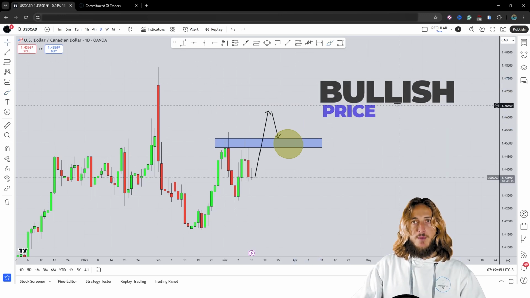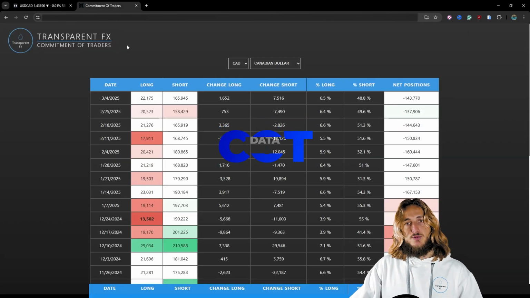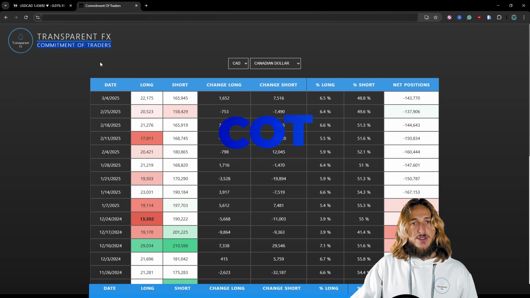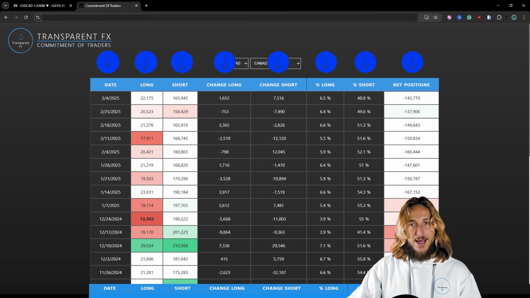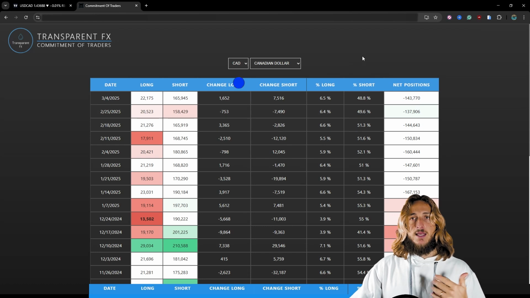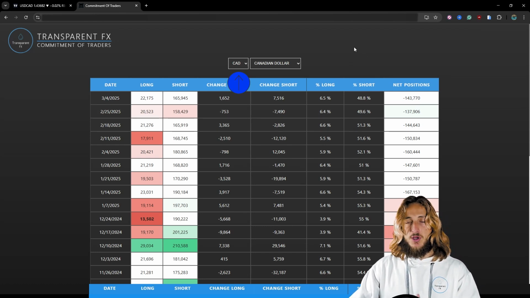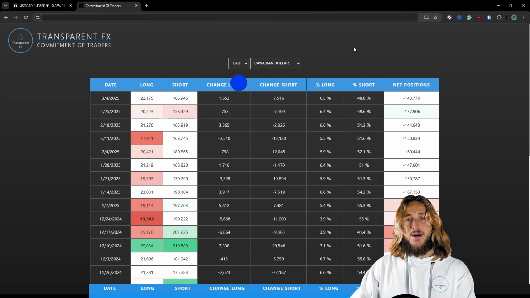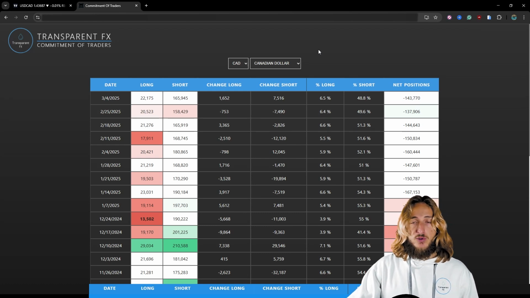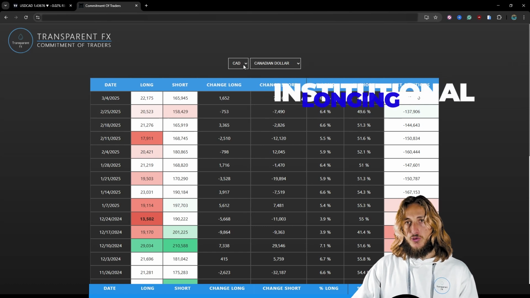Now, speaking about institutional longing, let's go and see what we have when it comes to the commitment of traders. So what the big players in the market are doing, and we look at the data precisely for the CAD. What we have to keep in mind is that if we are looking at data for the CAD, we're actually already looking at CAD USD because all currencies on the spot are traded against the USD. But since we want information on USDCAD, we simply have to reverse everything. Or an easier way to look at this is that if institutions are shorting the CAD, they are longing USDCAD.